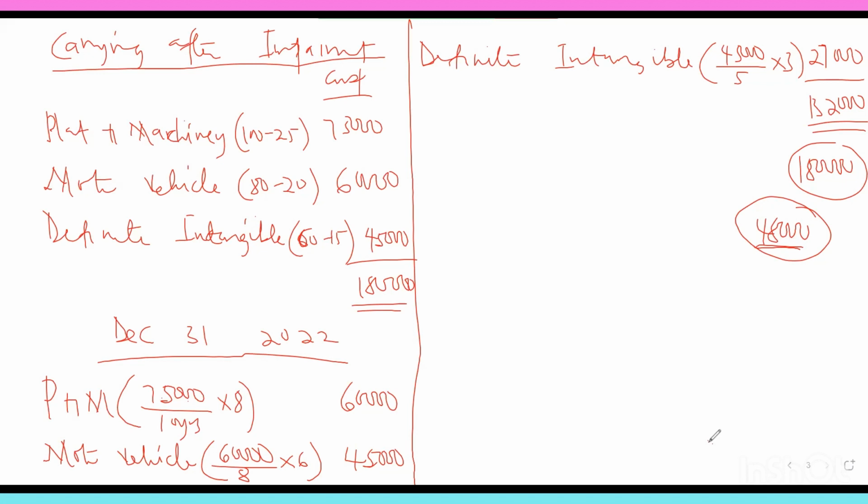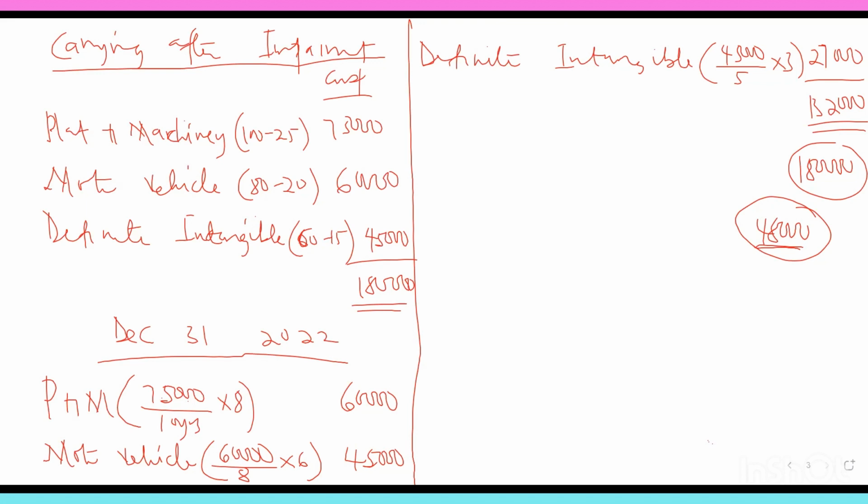If there was no impairment, what should have been the carrying value of these assets? If there was no impairment, what should have been the carrying value for property, plant, and equipment? What would have been the carrying value for plant and machinery?